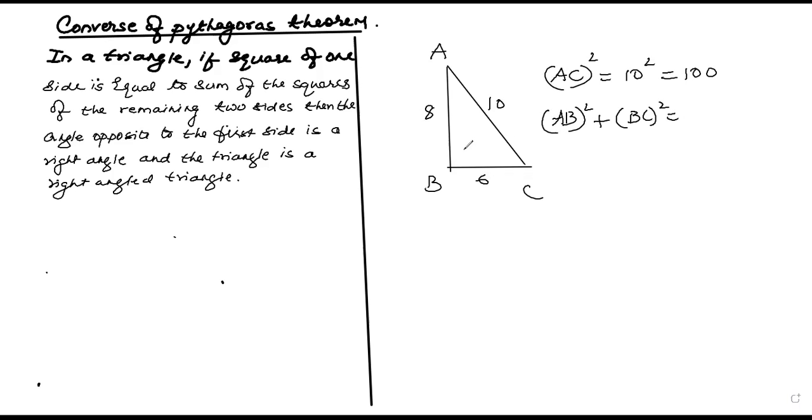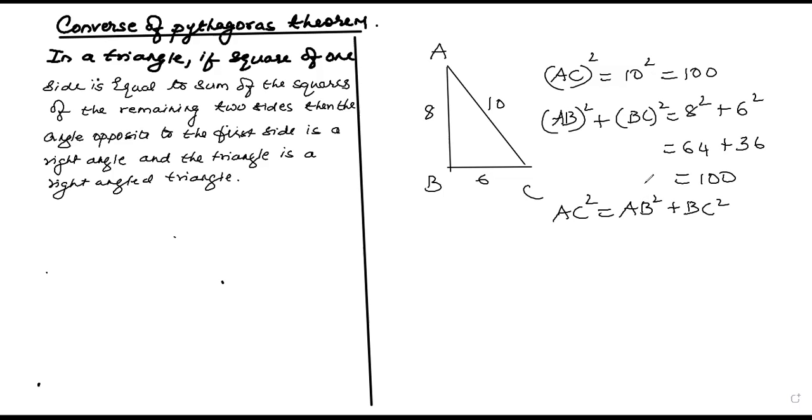Square of the bigger side निकाला, the sum of the squares of the remaining two sides. क्या आएगा? 8 square plus 6 square. ये 64 होता है, ये 36, and how much you get? 100. So again, don't you realize square of one side is equal to sum of the squares of the other two sides? है ना कंडीशन. Therefore, the angle opposite to the first side, AC का opposite कौन सा है? B है ना. So that angle is 90 degree. You can say by converse of Pythagoras theorem.